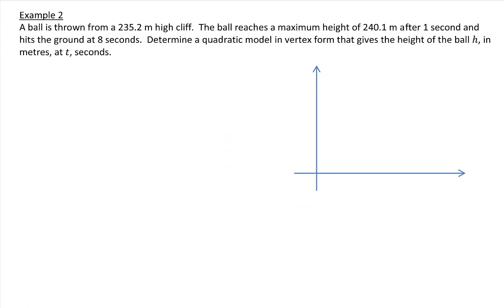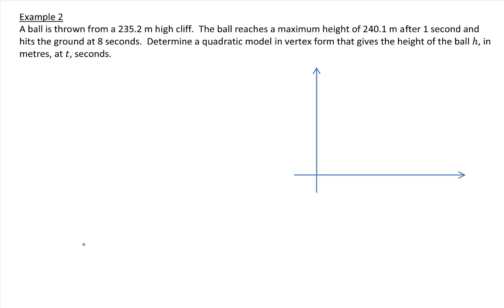Example 2. A ball is thrown from a 235.2 meter high cliff. The ball reaches a maximum height of 240.1 meters after 1 second and hits the ground at 8 seconds. Determine a quadratic model in vertex form that gives the height of the ball h in meters at t seconds.